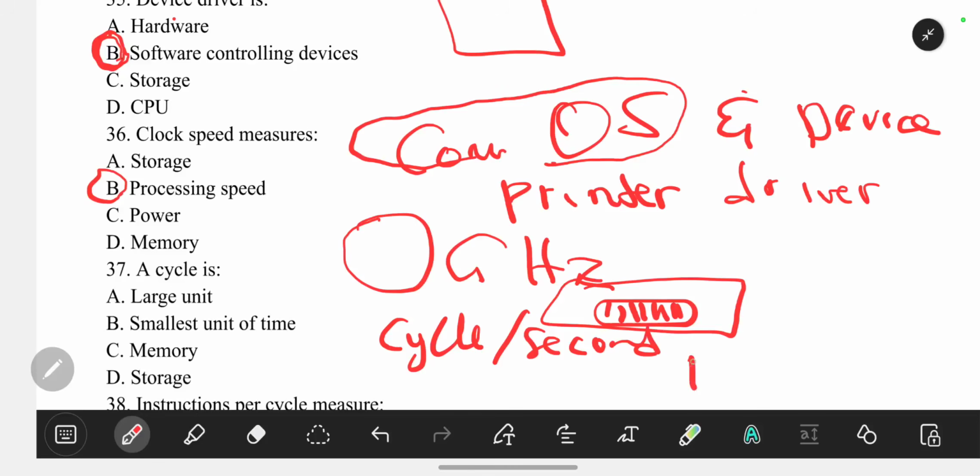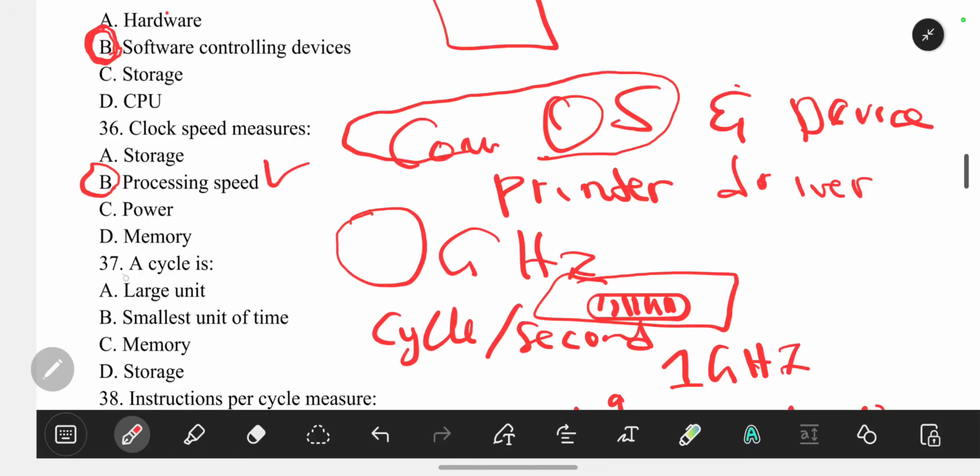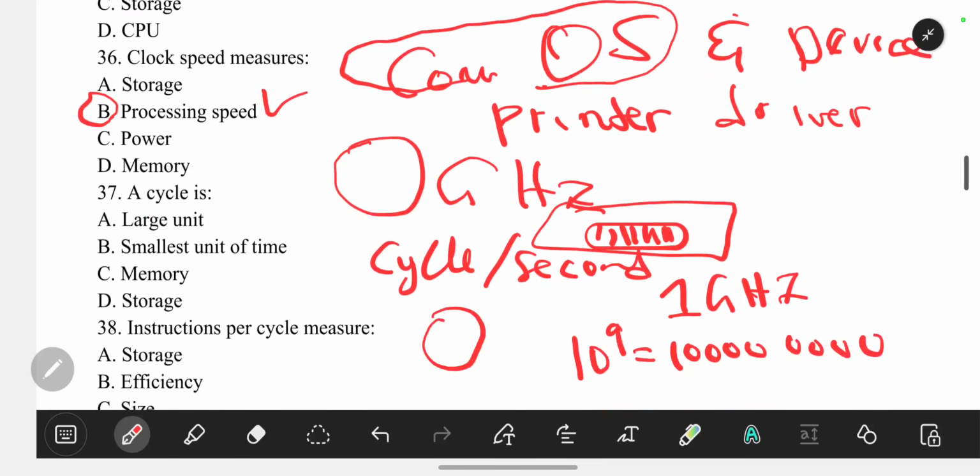Others might be 1 gigahertz. That means it is able to process instructions; giga is 10 to the power 9, which is 1 billion. So it is able to perform about 1 billion instructions in a given second. That is what we call clock speed, which is the processing speed. Number 36, a cycle is just the smallest unit of time.